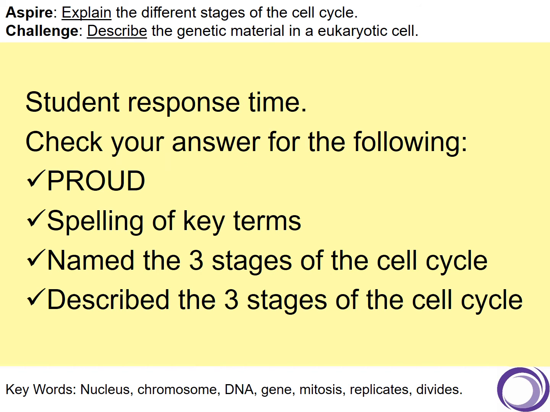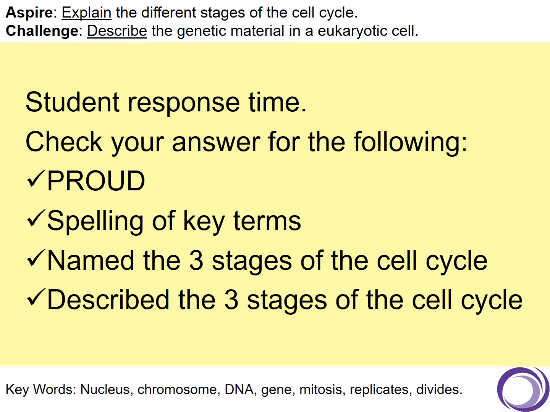So these are the things that we need to check for whenever we're doing it. We remember PROUD. So that is, you've written in pen, you've used a ruler. Any crossing out, make sure you've just put a single line through. You've underlined your title and you've got the date. I just want you to make sure you've got the spellings right. Look down below. You should have used things like replicates, divides, cleavage and things like that.